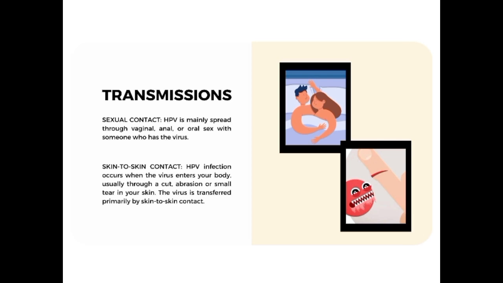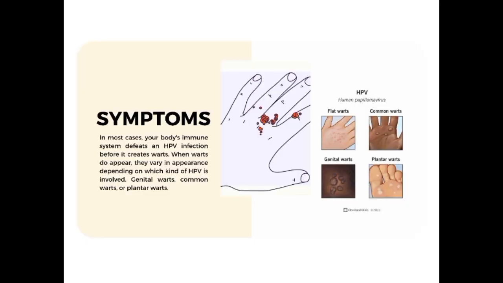HPV can usually be transmitted through sexual contact and skin contact. If a person is positive in HPV and has sexual intercourse with other persons, the risk of HPV being transmitted is high. HPV can also be transmitted through cuts or wounds in the body, sweat, and other skin contacts. What are the symptoms of HPV?